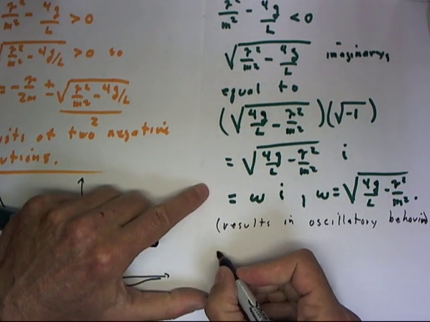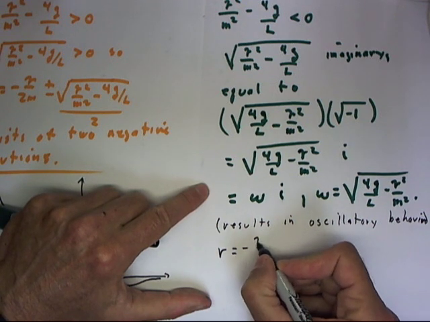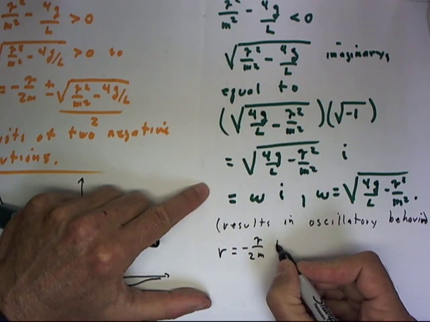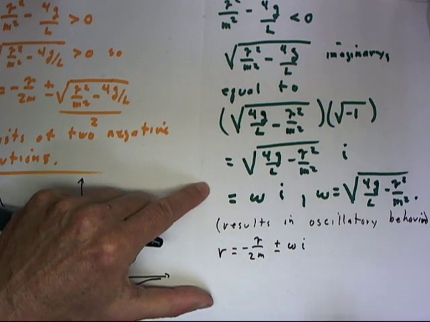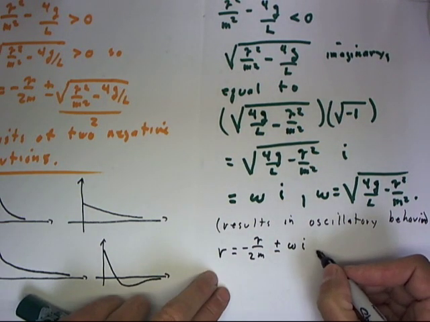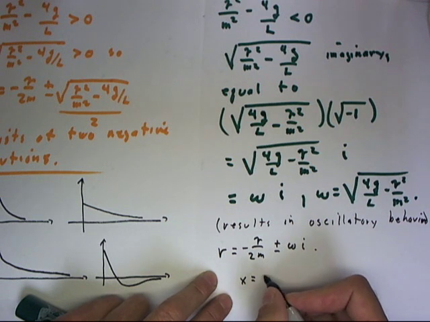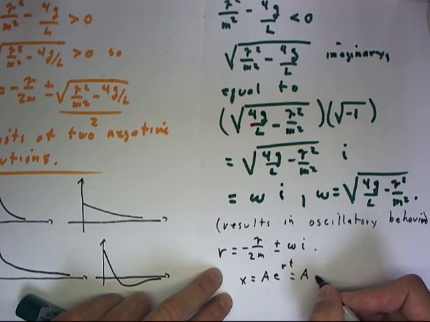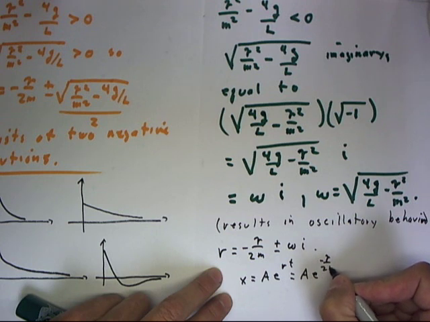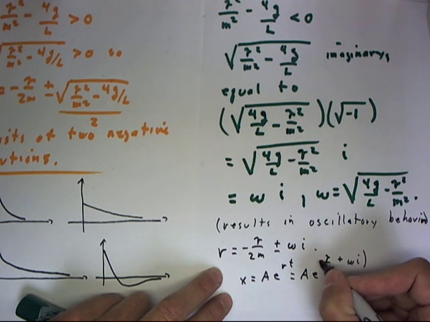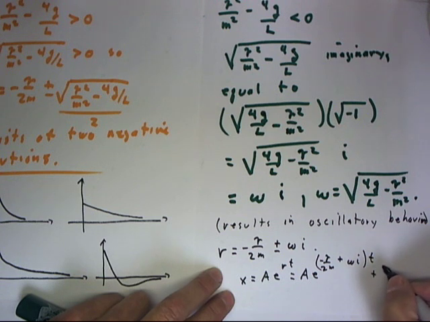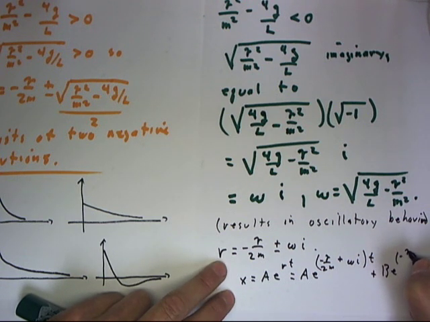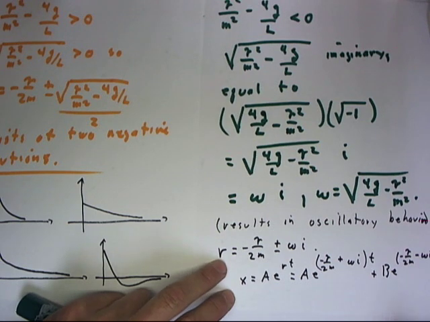Our solution for R is going to be R equals negative gamma over 2m, then plus or minus omega times I, so that our solution x equals a e to the RT is going to be a times e to the negative gamma over 2m plus omega I t plus b e to the negative gamma over 2m minus omega I times t.